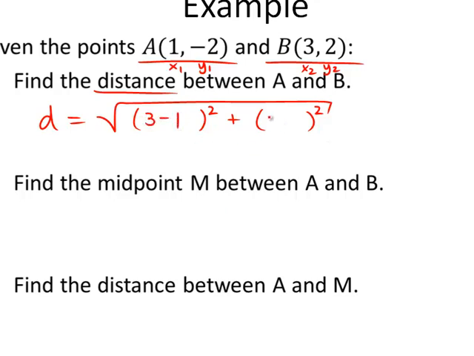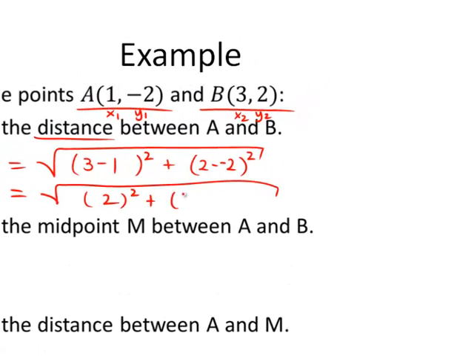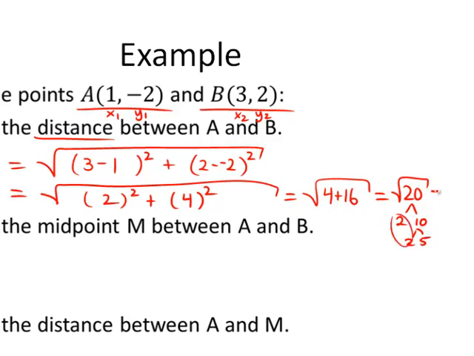3 minus 1 for the x components, 2 minus -2 for the y components. That leaves us with a root of the square of 2 plus the square of 4, which is root 4 plus 16, which is root 20. Root 20 could be simplified into root 4 times root 5, so a pair of 2's come out, and you're left with 2 root 5. Or you could give the decimal approximation of root 20 using your calculator, which gives you approximately 4.5 units for the distance.